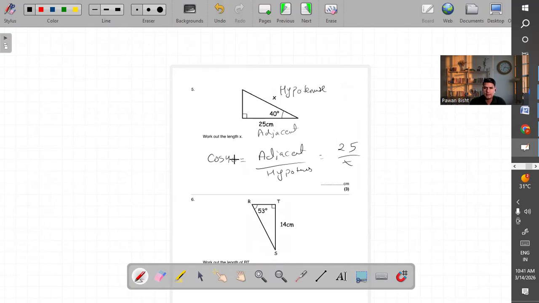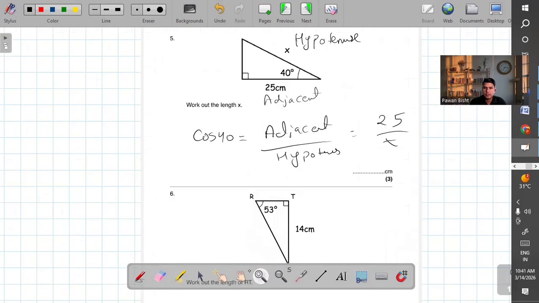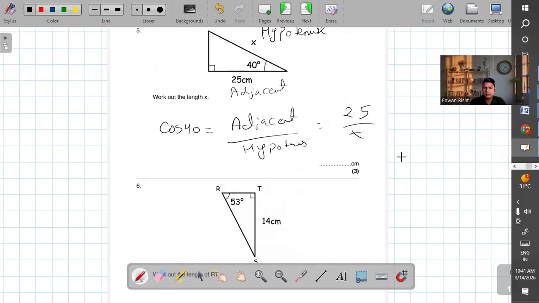Cross multiply. X will multiply with cos 40. So it will be x times cos 40 equals 25. So to find x, 25 over cos 40. Put it in your calculator. 25 divided by, in the bracket, you write cos 40 degrees. Okay, so you get 32.635 centimeters. So this will be your answer.